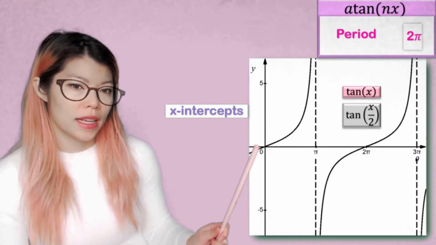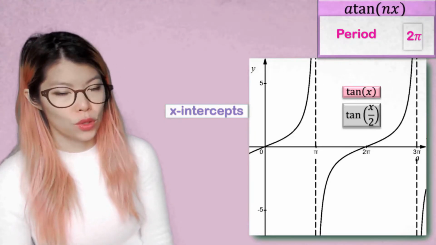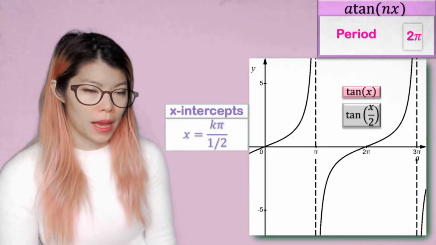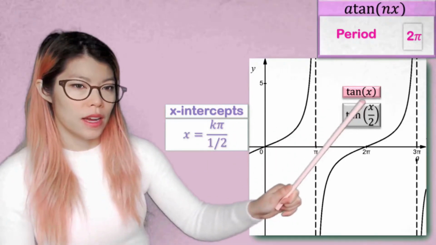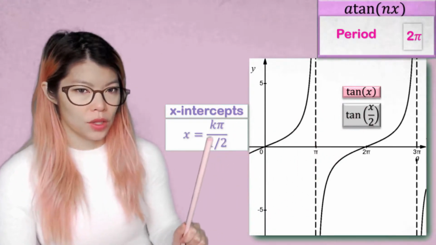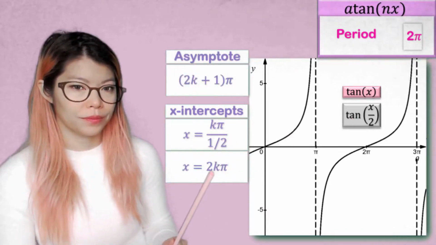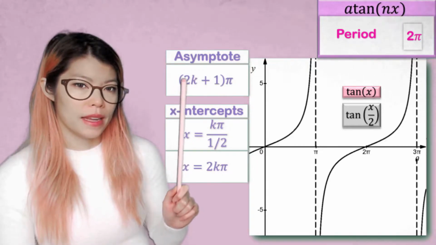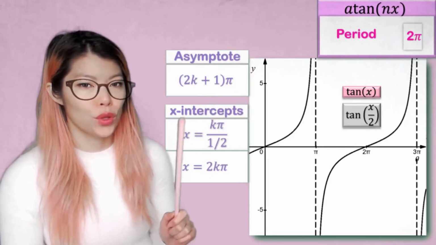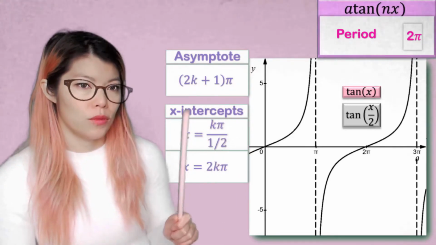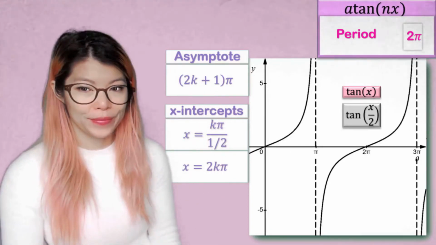So what about the x-intercept? The x-intercept will happen at every even pi, or every 2 times k pi. And we do that by doing k pi over whatever the number in front of x is. So k pi over a half is the same as 2 k pi. And then the asymptotes, instead of being 2k plus 1 over 2, is now just 2k plus 1. And we worked that out because 2k plus 1 over 2 times a half is just 2k plus 1.